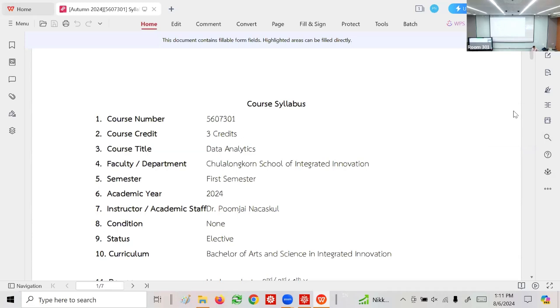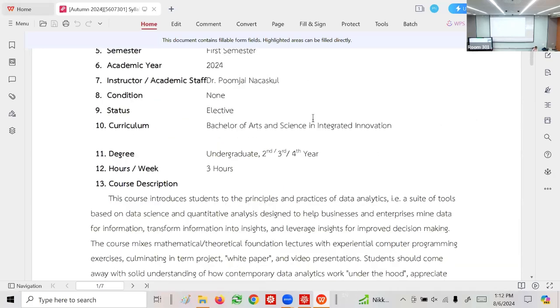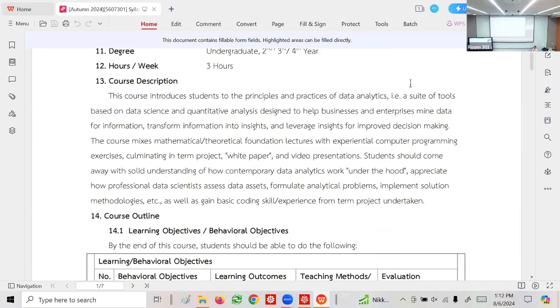Like I said in a pre-class comment, when I was a student, I rarely ever looked at the class syllabus, but it's a good idea. It's a good idea, okay? So let's briefly run through it. You should have this in the LINE group, but it's a good idea to go over it. So this is your autumn 2024. Right. So what does it say? It introduces students to the principles and practices of data analytics.